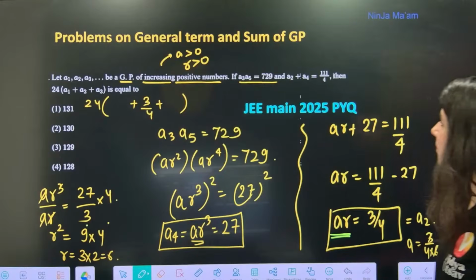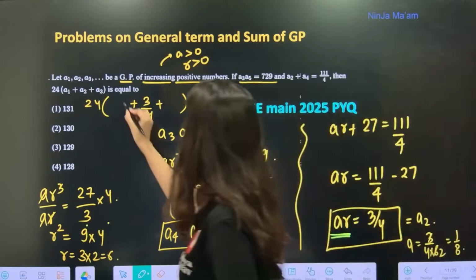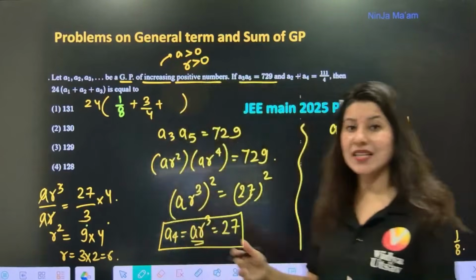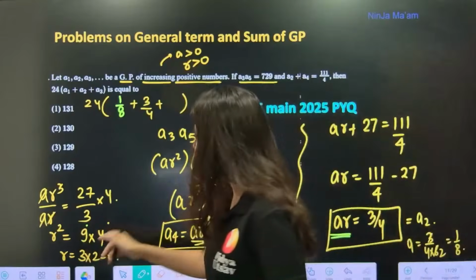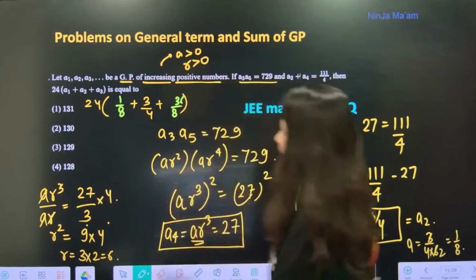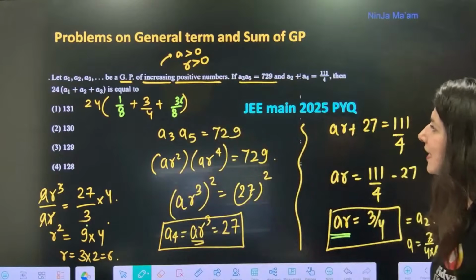A is 1 by 8. Okay, so now A is 1 by 8. This is 3 by 4. What is A3? A3 is AR square. R square is 36, and this is 8. Just solve it and get the answer, everybody.